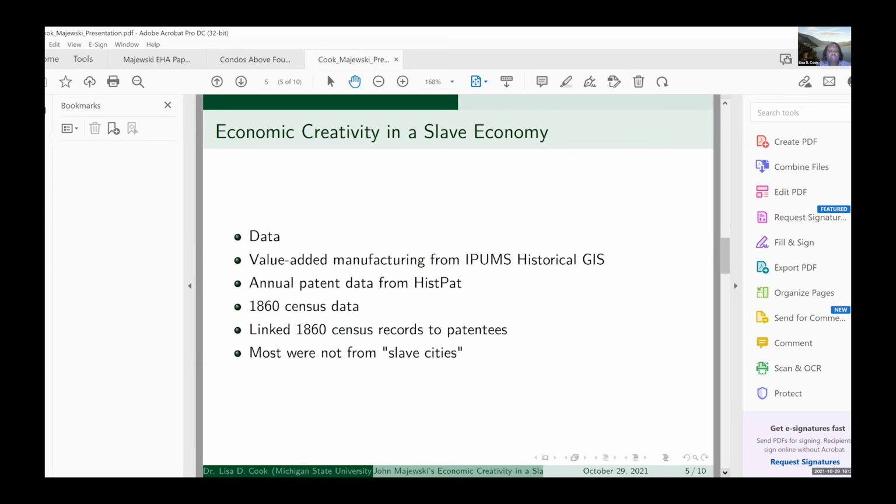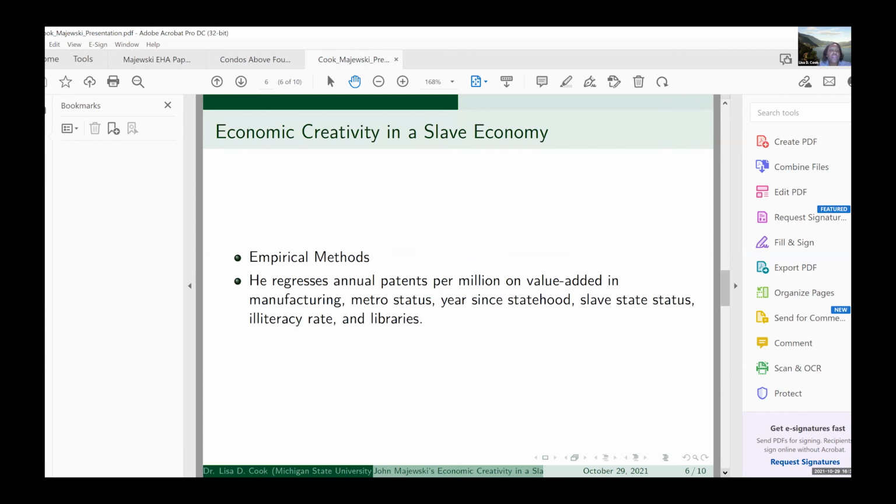So the data he used were data on value-added manufacturing from IPUMS's historical GIS, annual patent data from HISPAT, the 1860 census, and he was using population and the census of manufacturers. And he used the linkage of the 1860 census records to patentees, and notices that most were not from the slave cities. With respect to empirical methods, he again covered this fairly clearly and quickly, because we all have to cover this quickly. He regressed his annual patents per million on value added in manufacturing, metro status, years since statehood, slave state status, illiteracy rate, and libraries. And this is at the county level.